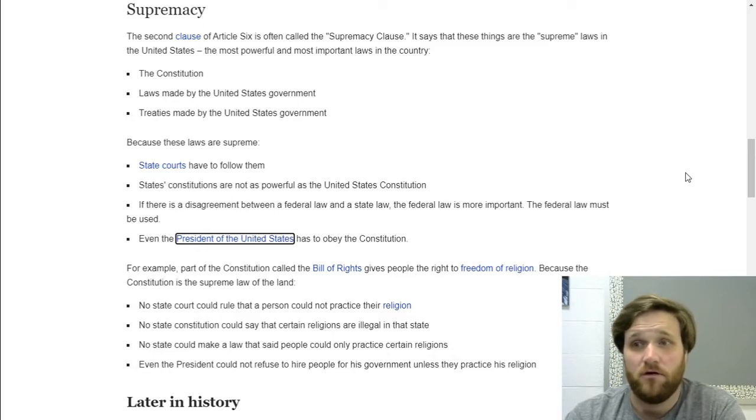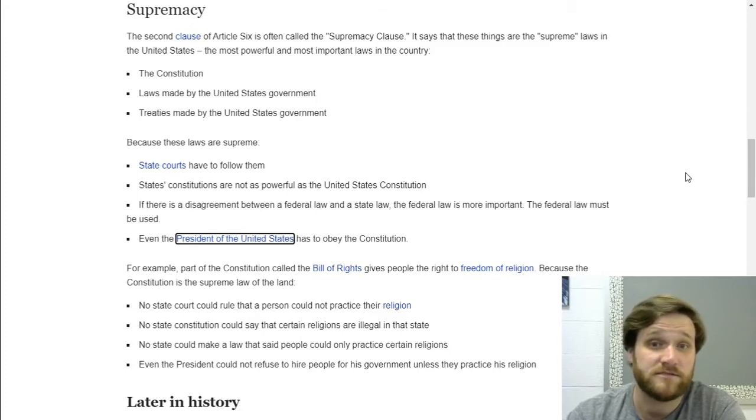Because these laws are the top law, they are supreme, state courts have to follow these laws. State courts cannot decide to disregard federal law to do whatever it is that they want. State constitutions are not as powerful as the U.S. Constitution. Alabama has the longest state constitution that there is, but it's not as powerful as the U.S. Constitution. If there's a disagreement between a federal and a state law, the federal law is more important. The federal law has to be used. You have to overlook the state law and you have to follow the federal law.